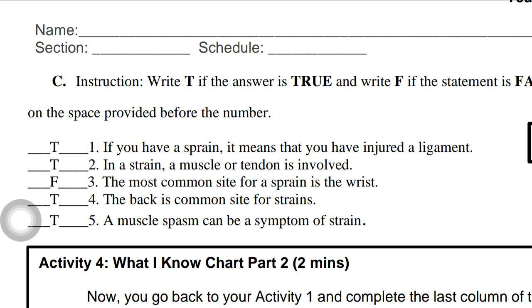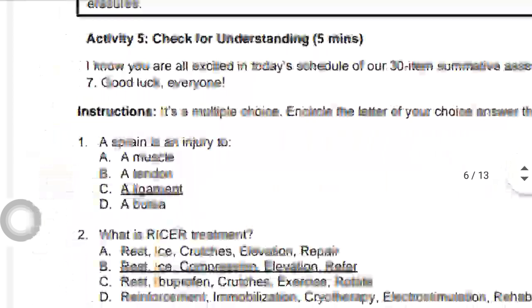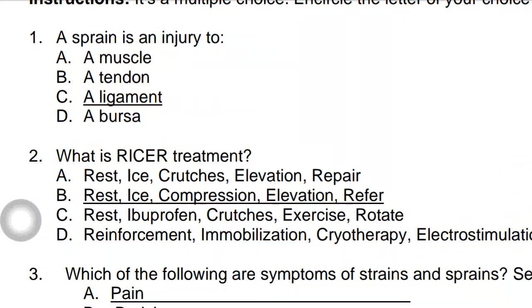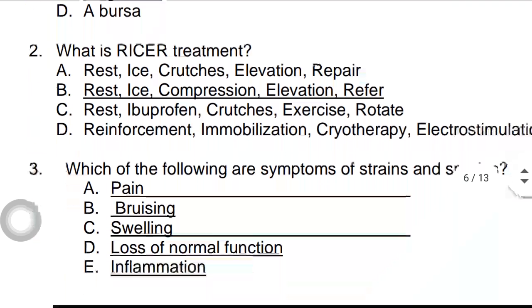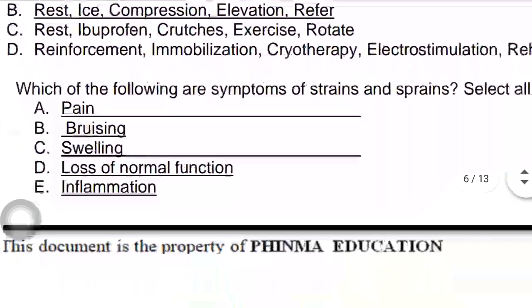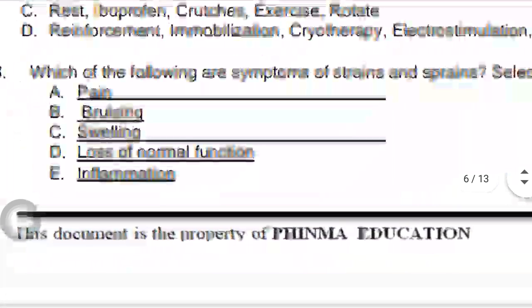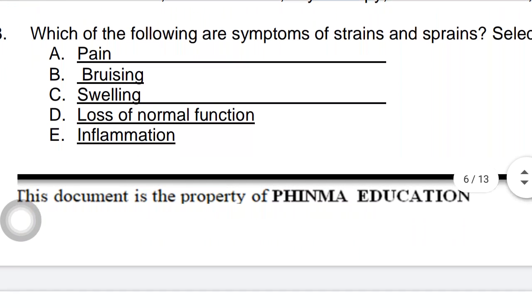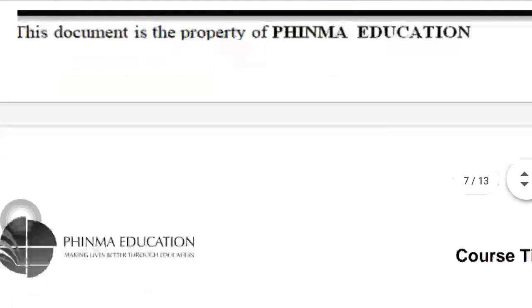A muscle spasm can be symptom of strain. Manggahi imong muscle. It's true. Next is, a sprain is an injury to ligament. So, ligament na siyang sprain, ha? What is RICER treatment? Rest, ice, compression, elevation, and refer. So, which following are symptoms of sprain? Select all that apply. So, muna siyang symptom. Pain, bruising, swelling, loss of normal function, and inflammation.